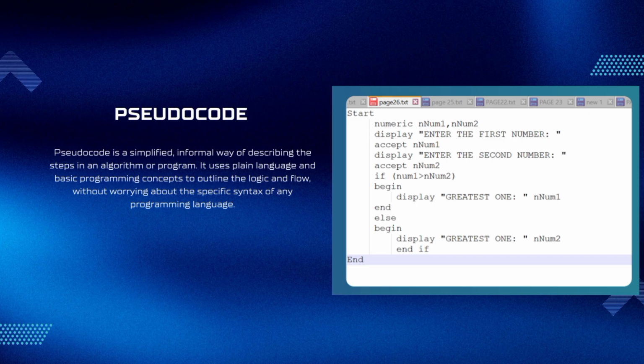Pseudocode. Pseudocode is a simplified, informal way of describing the steps in an algorithm or program. It uses plain language and basic programming concepts to outline the logic and flow without worrying about the specific syntax of any programming language.